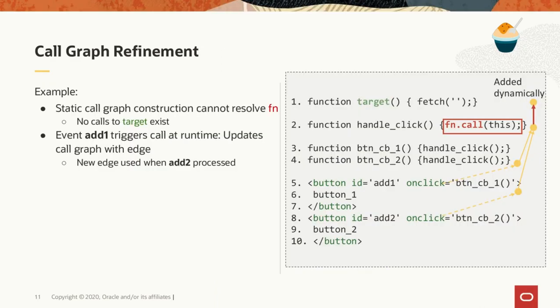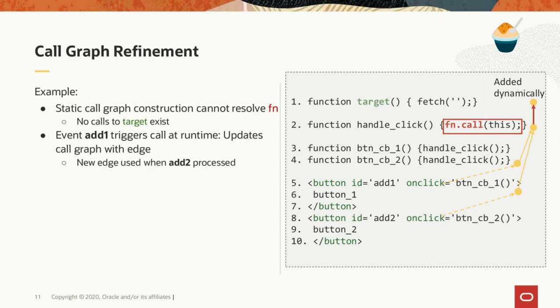To give an idea how the call graph refinement works, on the right-hand side, there is a very simple HTML code where there are two buttons, button add 1 and button add 2. When we click on these buttons, the handle click function would be called, which at line 2 calls fn.call, and this call resolves into the target function at line 1, which calls the fetch API that is going to send a request to the server side. The fetch API for us is a security sensitive API.